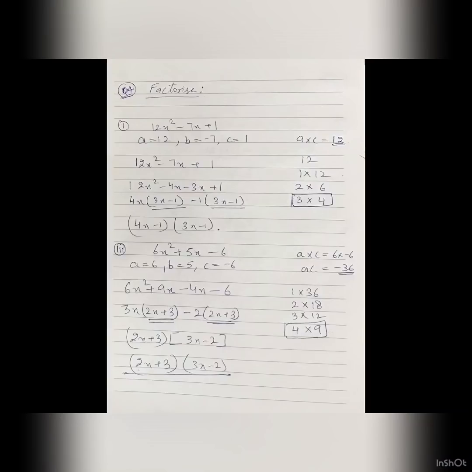So let us split the middle term 7x into 4x and 3x. Now we have 12x square minus 4x minus 3x plus 1. Now from the first two terms take 4x common: 3x minus 1. From the last two terms take minus 1 common, we have 3x minus 1. Now 3x minus 1 is common, so we have two linear factors as (4x minus 1) into (3x minus 1). Next, 6x square plus 5x minus 6.